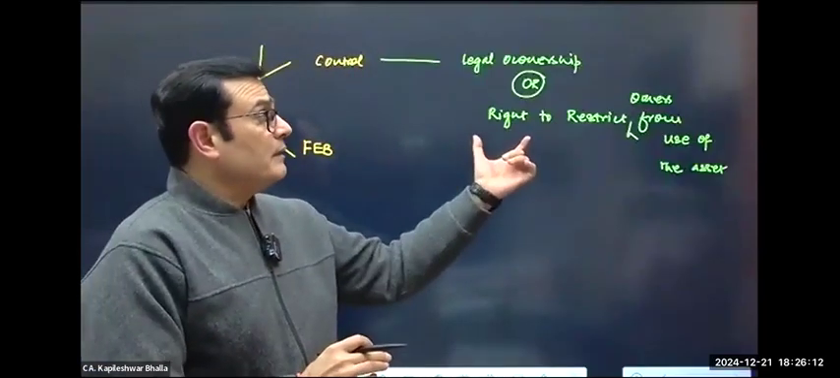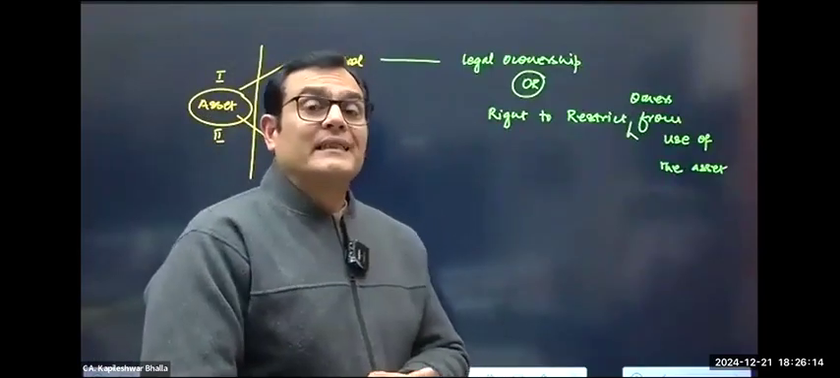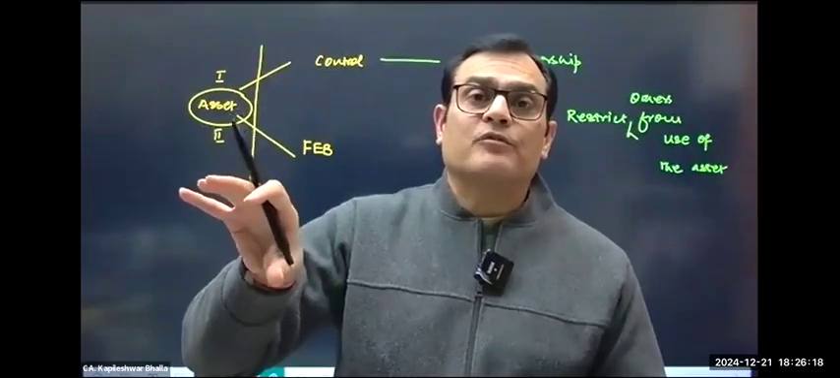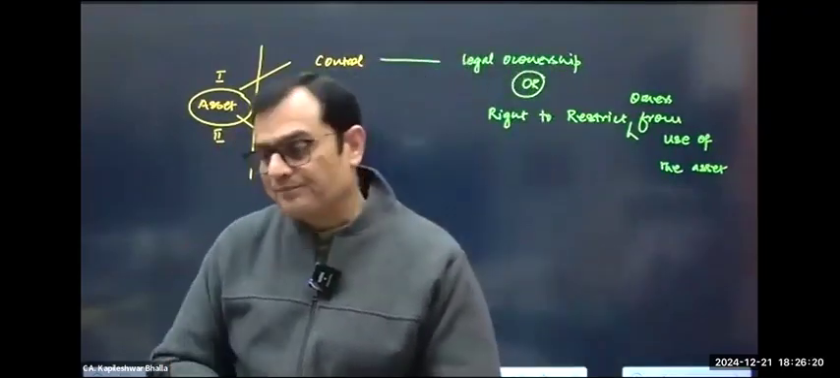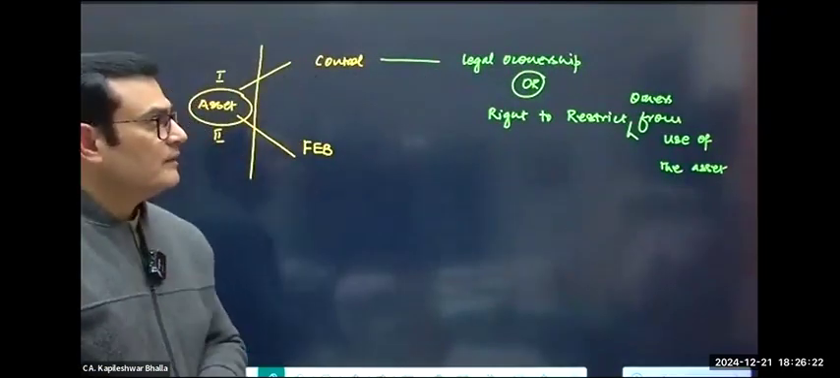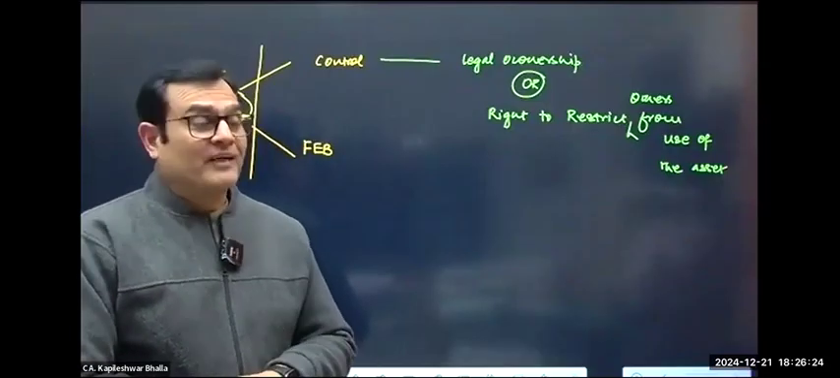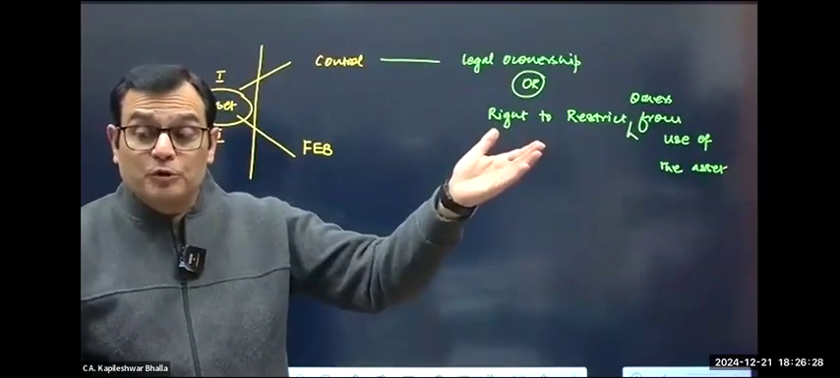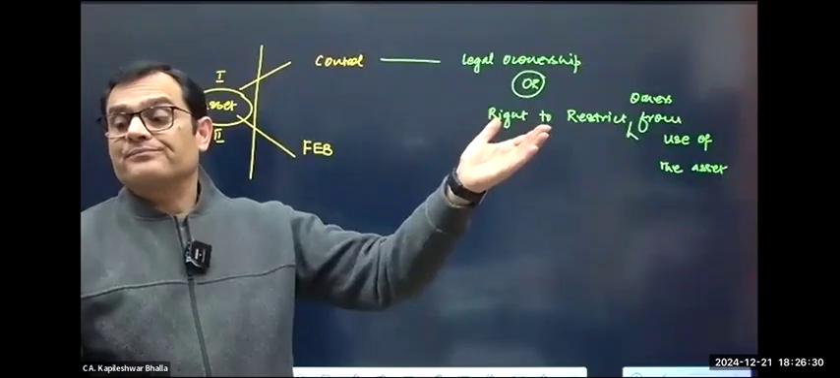But will I be able to prove that once the restaurant takes it into its own possession, you get the right to restrict others from using that asset? What do you say? Will I be able to prove the fact that there is a right of restriction? I can restrict others from the use of the asset, correct?